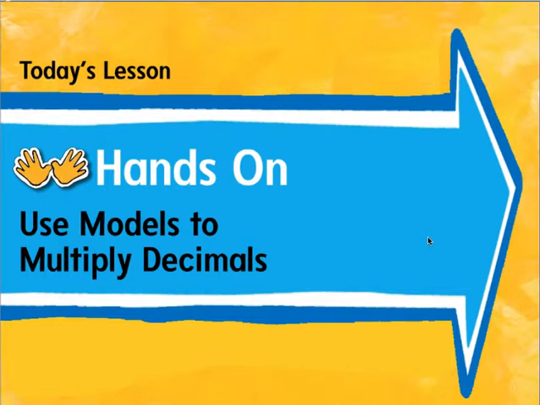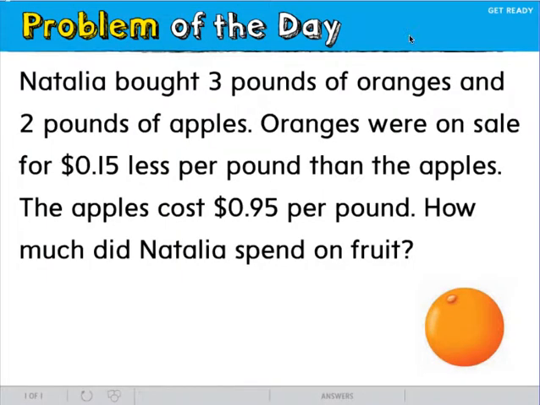Okay, so we're going to use models to multiply decimals today. Before we get started, let's do one more problem. It says Natalia bought 3 pounds of oranges and 2 pounds of apples. Oranges were on sale for 15 cents less per pound than the apples. The apples cost 95 cents per pound. How much did Natalia spend on fruits?